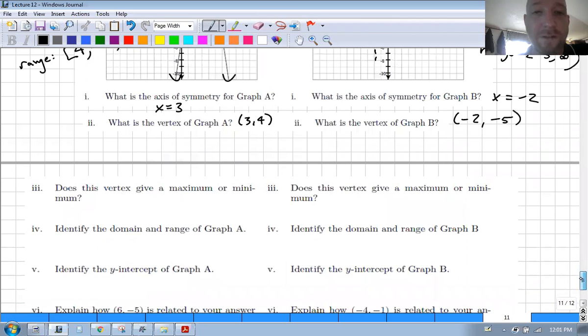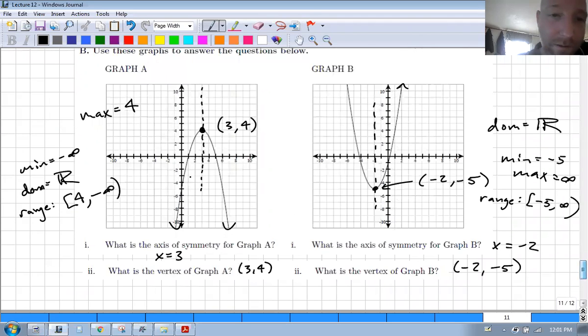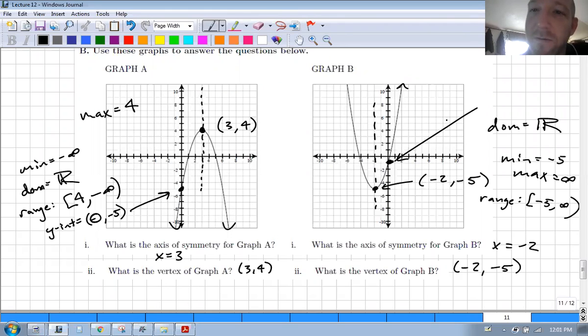All right. Y-intercepts, looks like it's right here. Intercept is at 0, -5. This guy, y-intercept is at 0, -1.